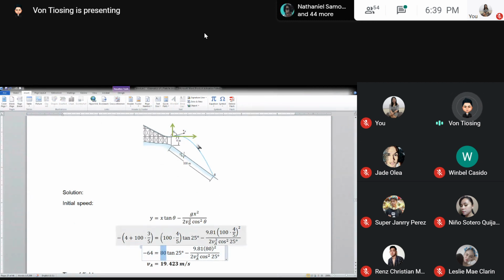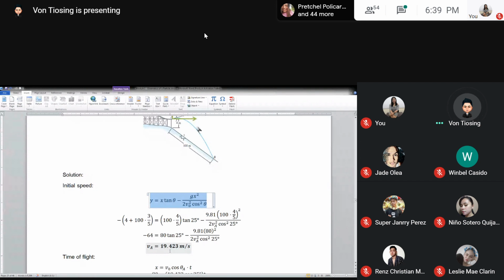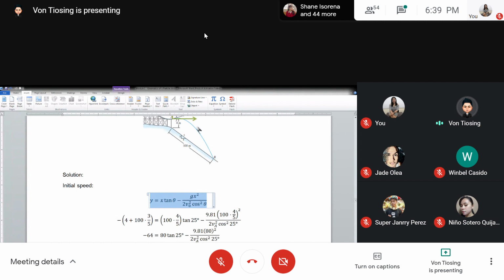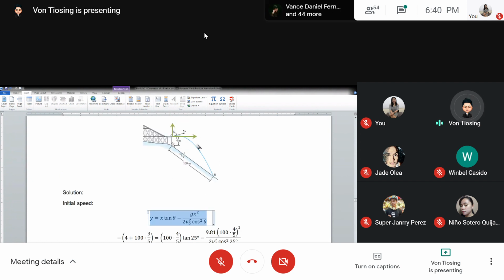Yung x ay 80. So we're going to substitute it dito sa formula na to. So, we will get here, check natin. Okay, divided by, okay. So, we have 19.423 meters per second. So, yun lang naman yung twist dito. Hanapin mo lang yung x and y, no? So that mailagay mo ng tama yung coordinates dito.